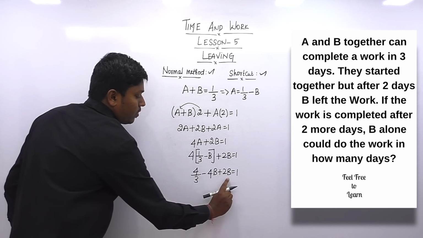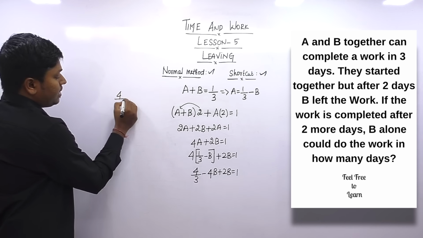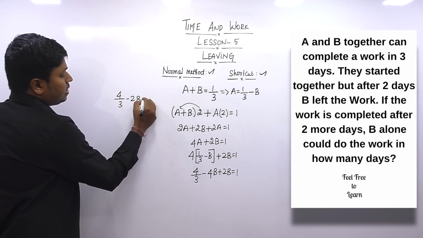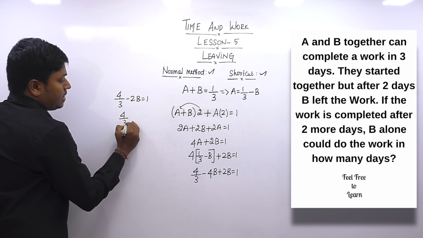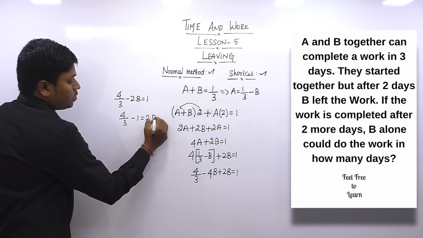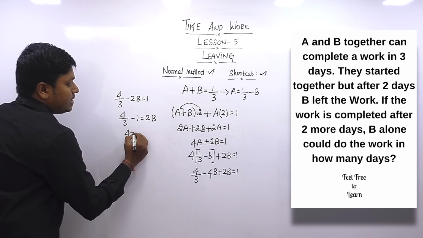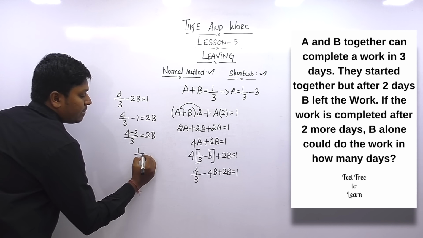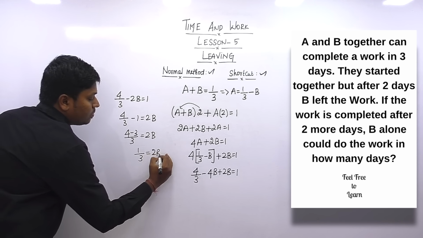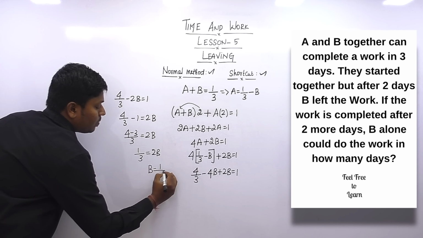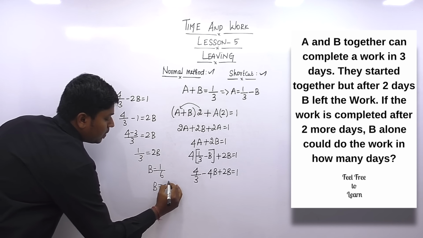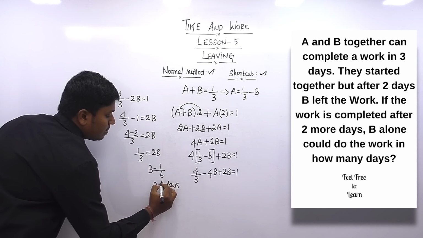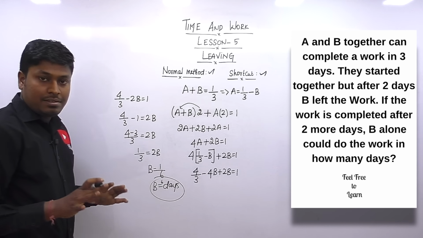So minus 4B plus 2B will be 4 by 3 minus 2B is equal to 1. So 4 by 3 minus 1 is equal to 2B. So 4 minus 3 divided by 3 is equal to 2B. So 4 minus 3 will be 1. So 1 by 3 is equal to 2B. So finally we can say that 1 by 6, that means B alone can complete a piece of job in 6 days. Friends, simple, right?